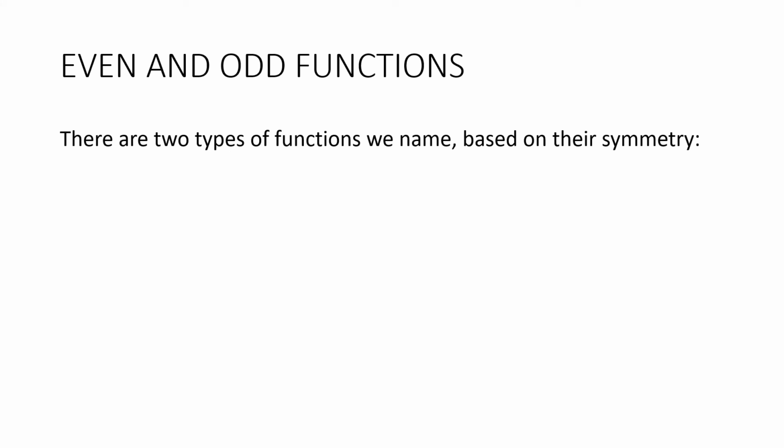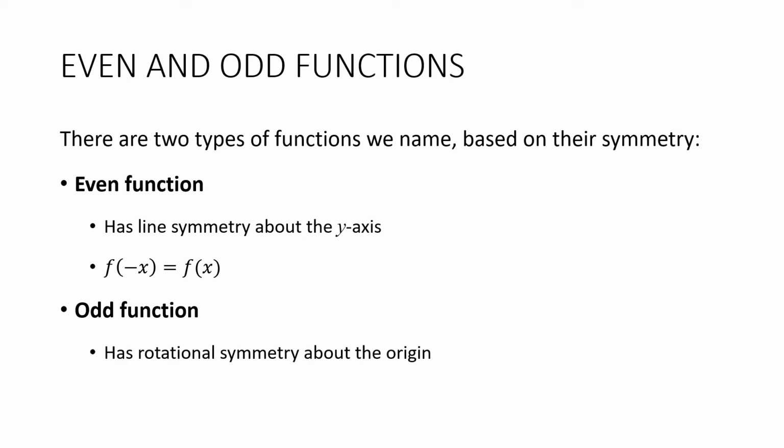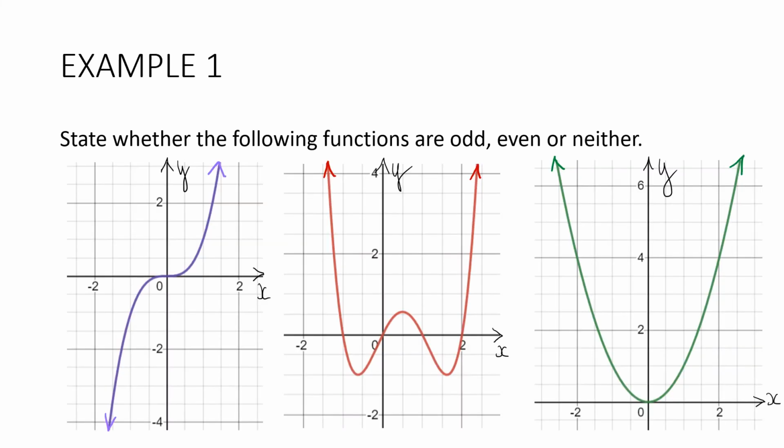There are two types of functions that we name based on their symmetry. There is an even function, which has line symmetry about the y-axis, and it has this quality: f of negative x is equal to f of x. And there's an odd function, and it has rotational or point symmetry about the origin. You'll have to remember back to year 7 for that one. And it has this quality: f of negative x is equal to negative f of x. So let's have a look at these and see if we can figure out which one is odd, which one is even, and which one is neither.